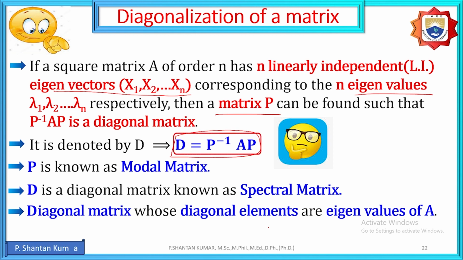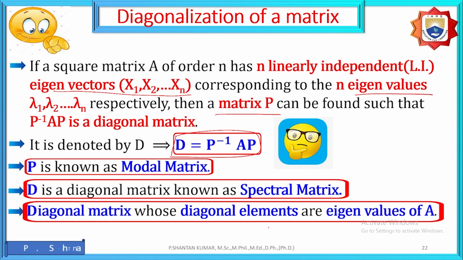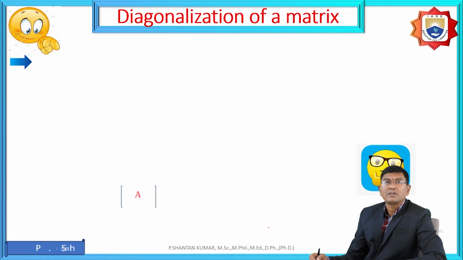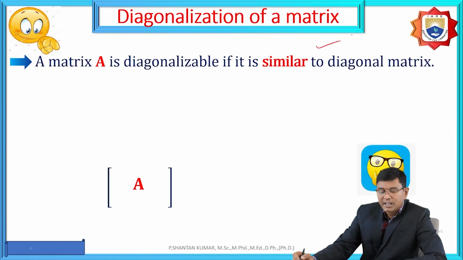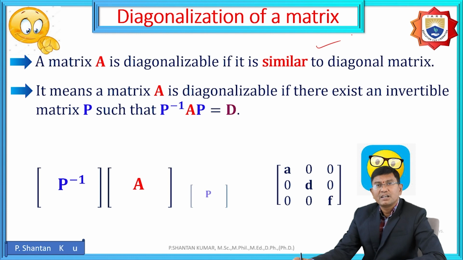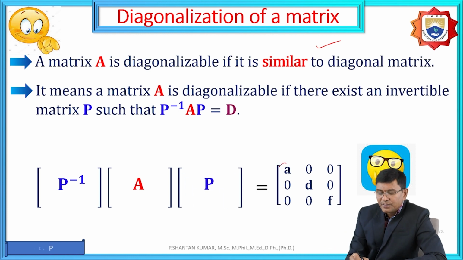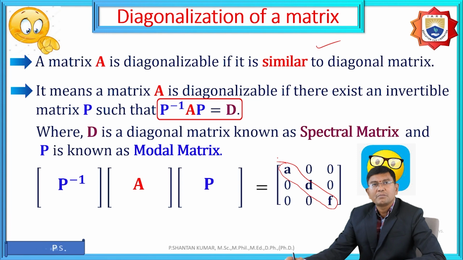That means there are three things we need to remember. One is the formula D is equal to P inverse into AP, and P is known as the model matrix, and D is known as the spectral matrix, and the resulting diagonal matrix has the eigenvalues of the given matrix. And what is the working rule under this? A matrix is diagonalizable if it is similar to a diagonal matrix, then it can be found such that P inverse into A into P is equal to a diagonal matrix D, which holds the eigenvalues of the given matrix. Spectral matrix.